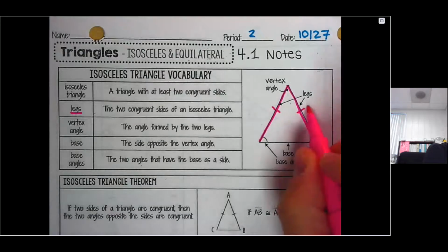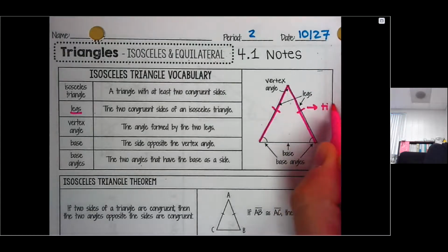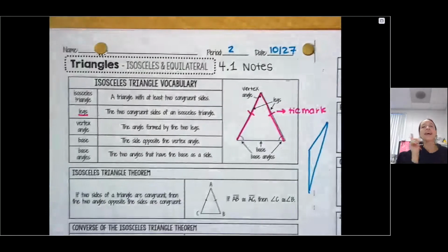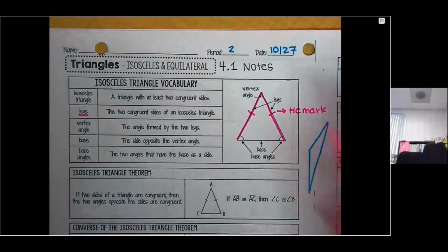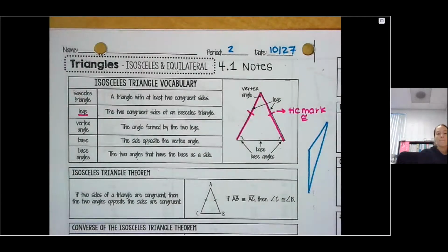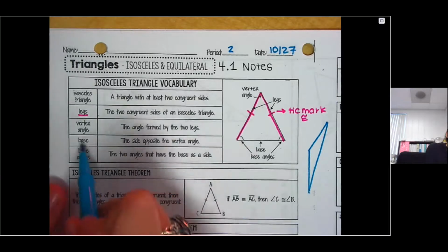So I do want us to just write that right next to it, a tick, T-I-C, tick mark. Okay, and so those tick marks do show us side lengths that are congruent. So you've got two sides that are exactly the same. You also, though, have a third side, right, that is not congruent to the other two sides. So that third side, that is the one that's the different length, is called the base.